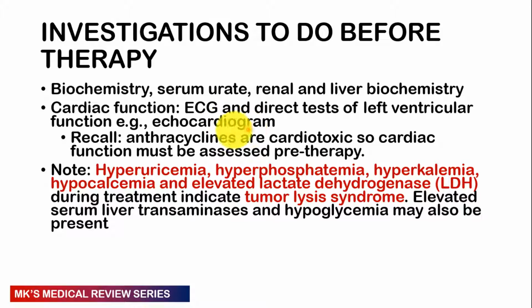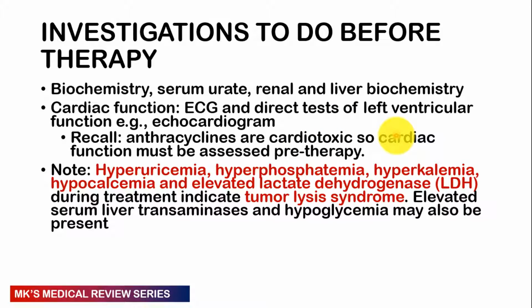The reason why we do this is because certain drugs that we give in this condition, such as anthracyclines, are cardiotoxic. They cause dilated cardiomyopathies, such as doxorubicin and daunorubicin, all of those are cardiotoxic. So we want to assess the cardiac function before we start treatment.